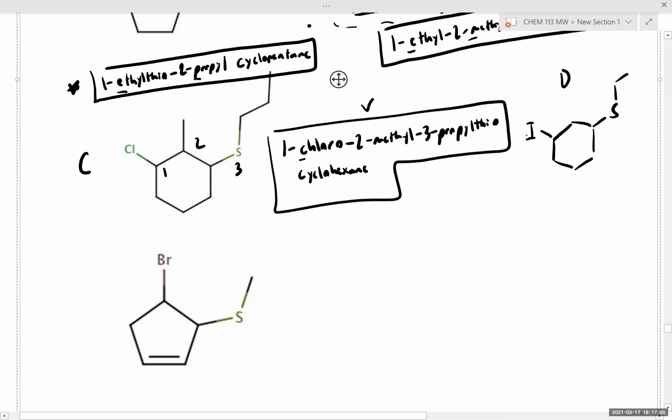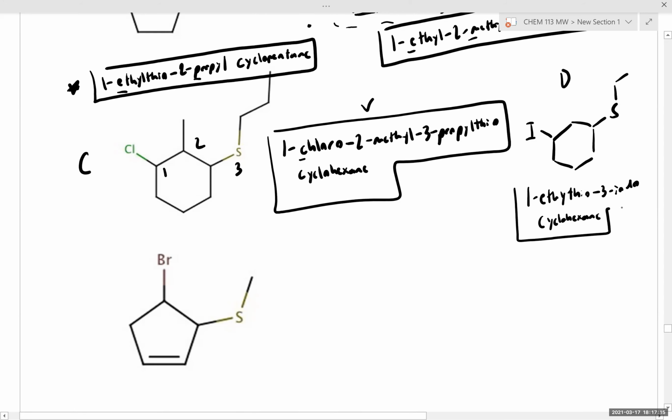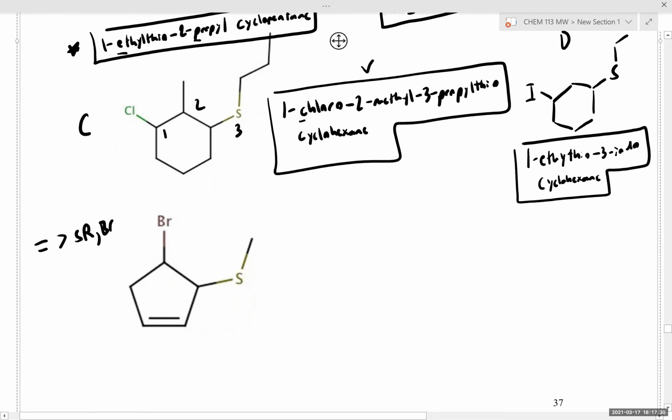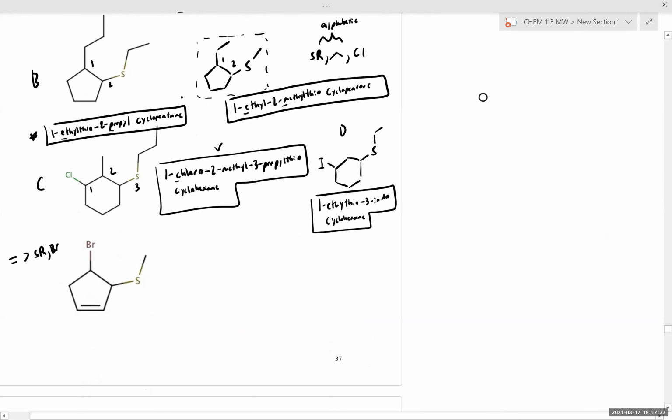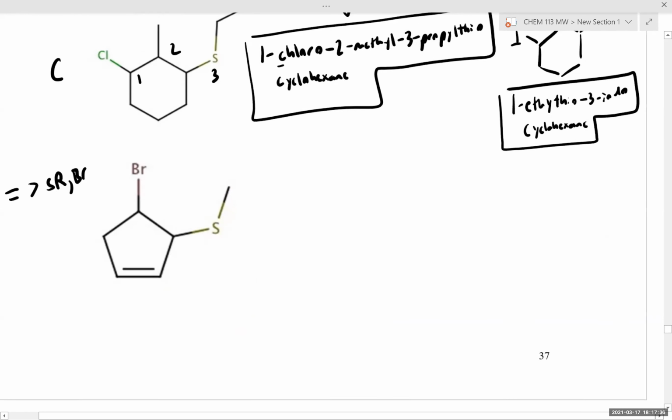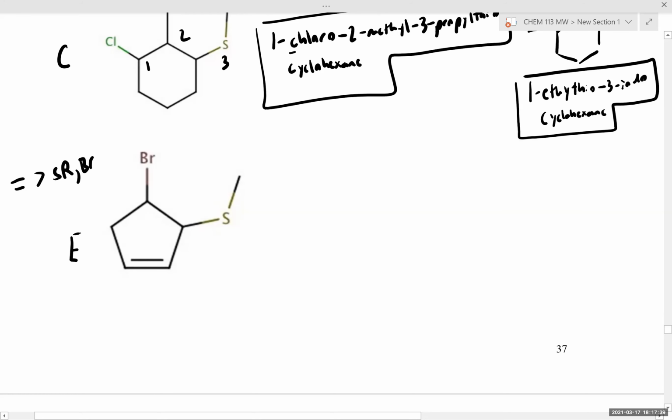So looking in this case, if we compare iodo to ethylthiol, the ethylthiol group gets priority. So this compound would be named as 1-ethylthiol, 3-iodo, cyclohexane. Okay, now remembering this sort of arrangement where the alkene is higher priority than the ethylthiol group and your halogen, let's take a moment and let's try to name this last compound, compound E. So let's take a few minutes and then let's try to propose.